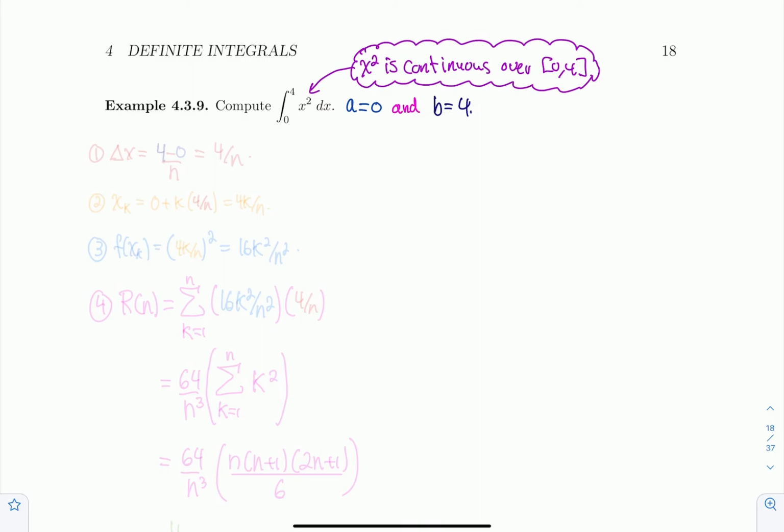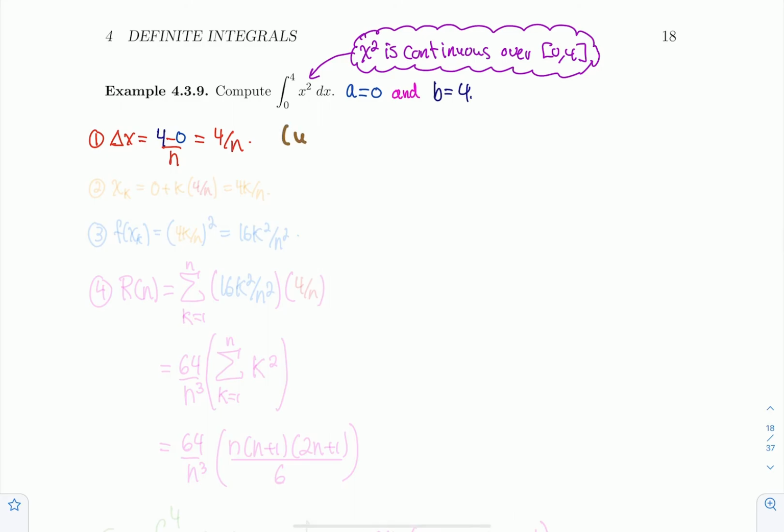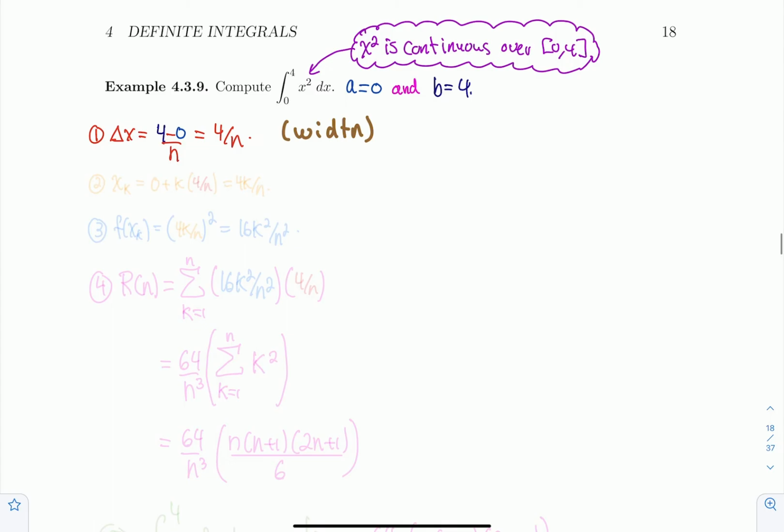Step 1 is computing delta x, which is b minus a over n. So in this question, delta x is going to be 4 minus 0 over n, which simplifies to 4 over n. So the width of every rectangle, when I'm using n of them, is 4 over n. If you're dividing your interval, which is 4 long, into n pieces, the length of those subintervals is going to be 4 over n.